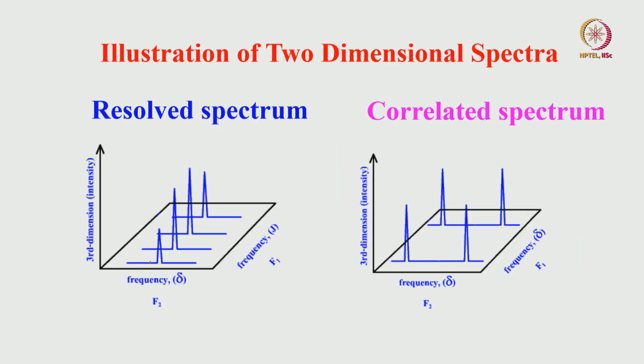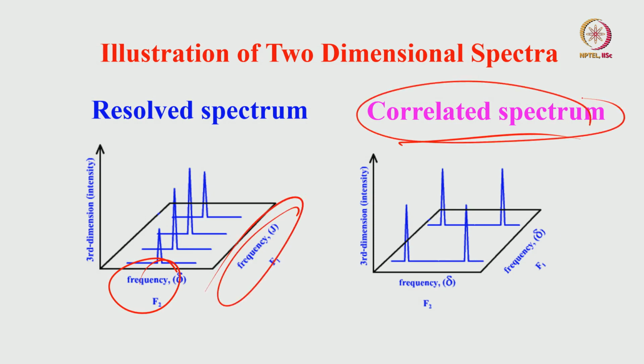Okay. And how do you get the 2-dimensional spectra? Just for illustration purposes, we can have different types of experiments called resolved experiment, correlated experiment, like that. As we go ahead, I will discuss all those things. In a resolved experiment, I will resolve 2 parameters in 2 different dimensions. In a correlated experiment, I will correlate 2 pieces of information in 2 dimensions.